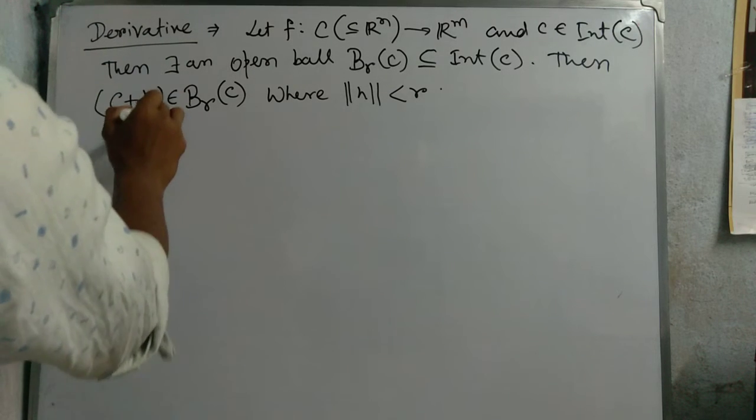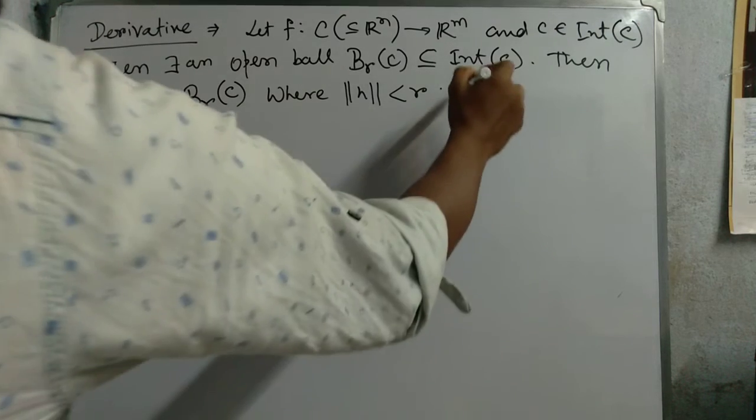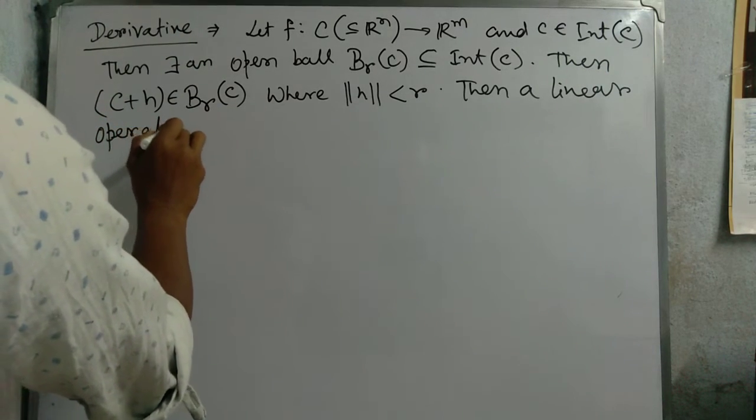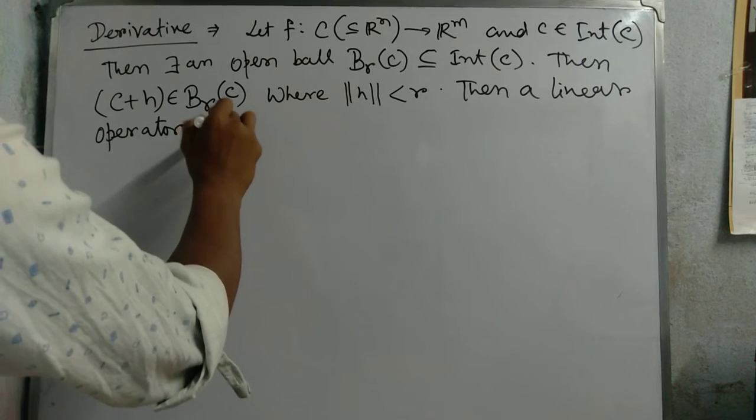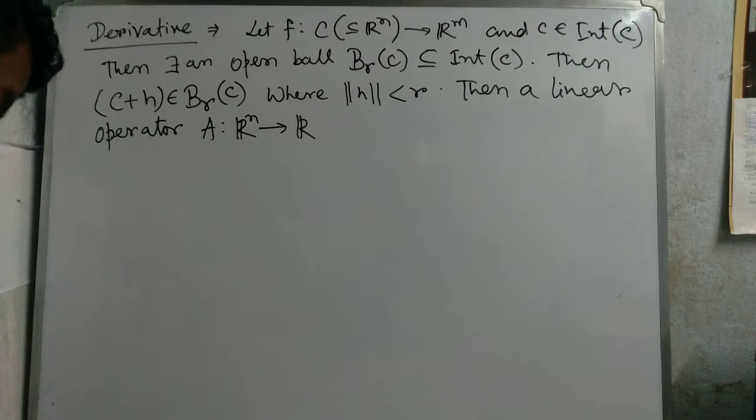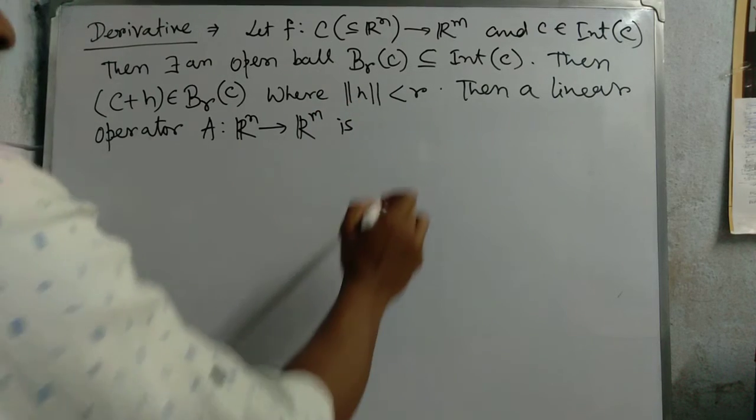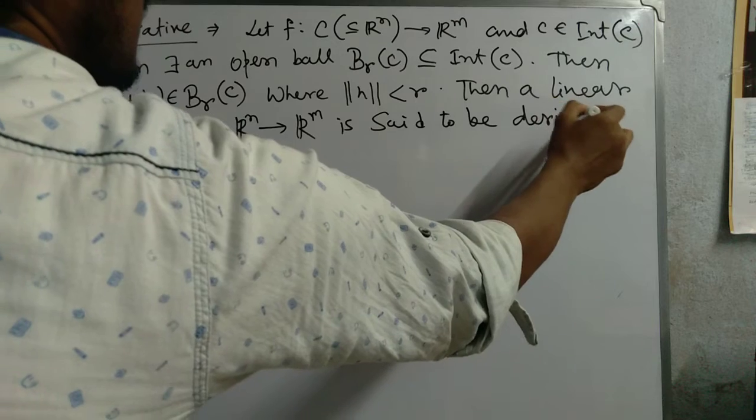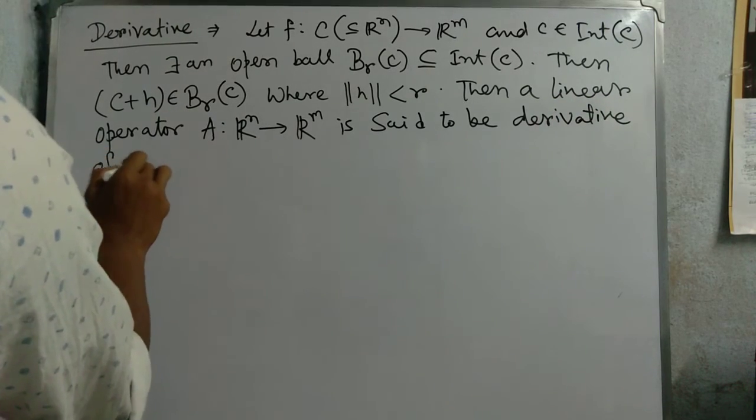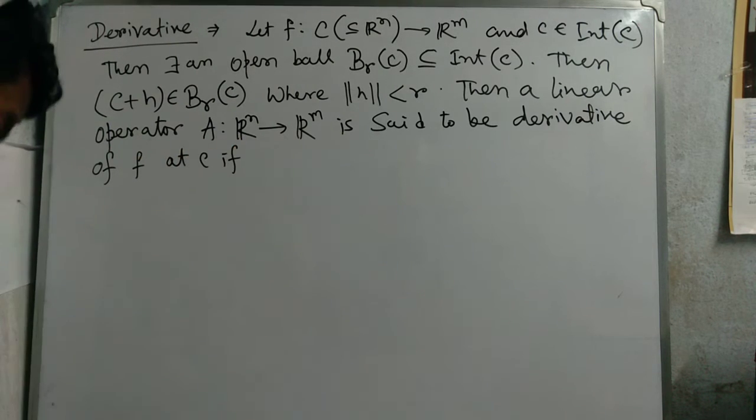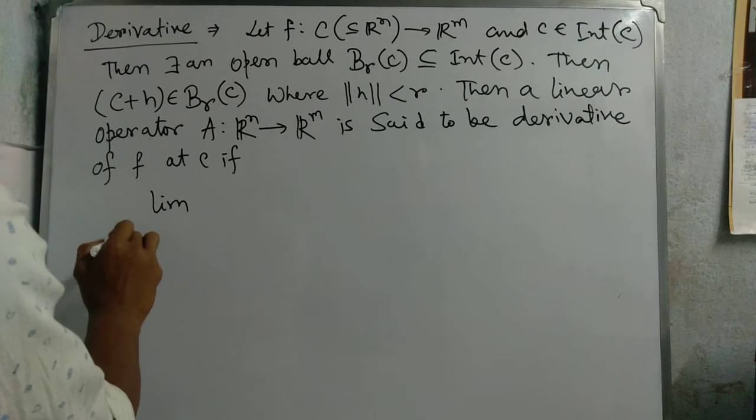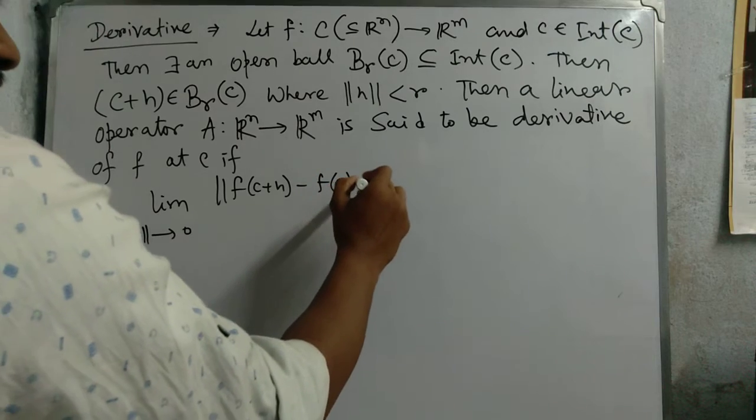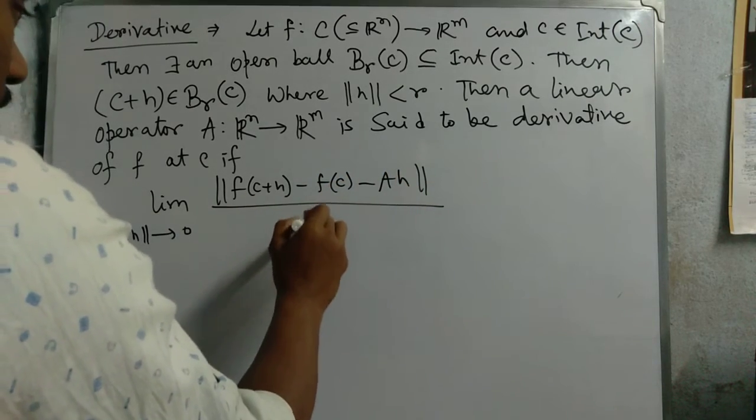then a linear operator A from R^n to R^m is said to be the derivative of f at c if the limit as norm of h tends to 0 of norm of f(c + h) minus f(c) minus Ah, divided by norm h, equals 0.